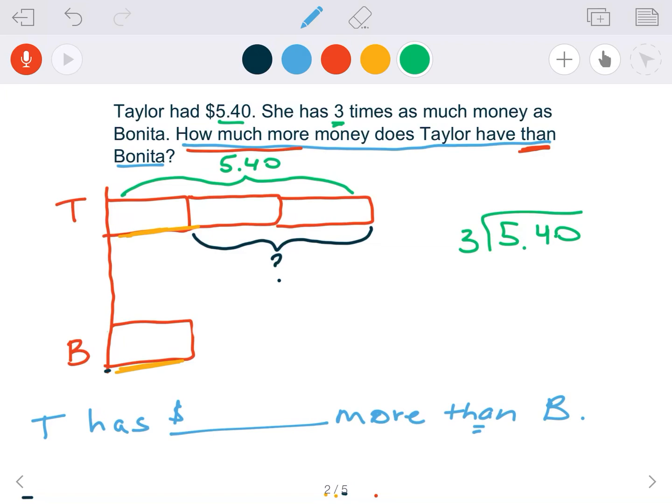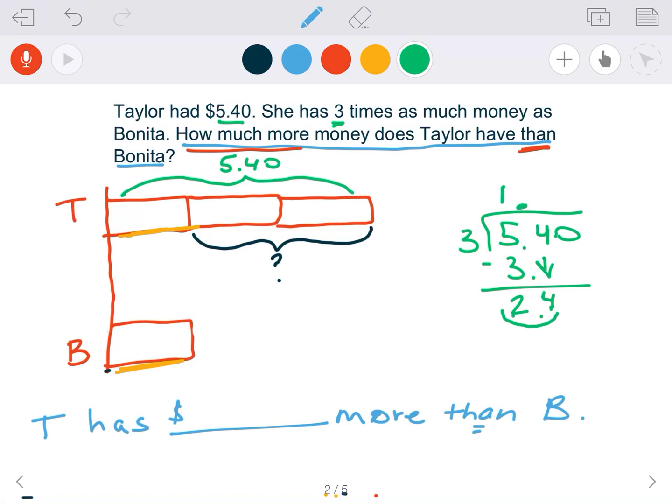You can share $5 divided by 3. Each could get $1, and you would have used up 3 $1 bills. You would have $2 left, and we're going to bring down our next place value, which is our tenths place. Now, instead of thinking of this as 2 $1 bills and 4 dimes, we're thinking of this as 24 dimes or 24 tenths.